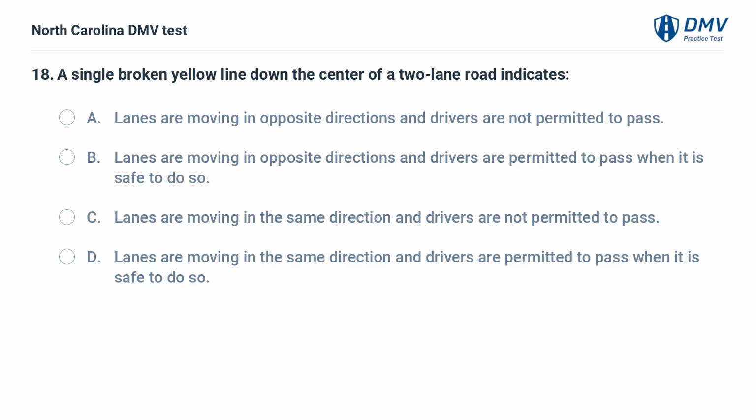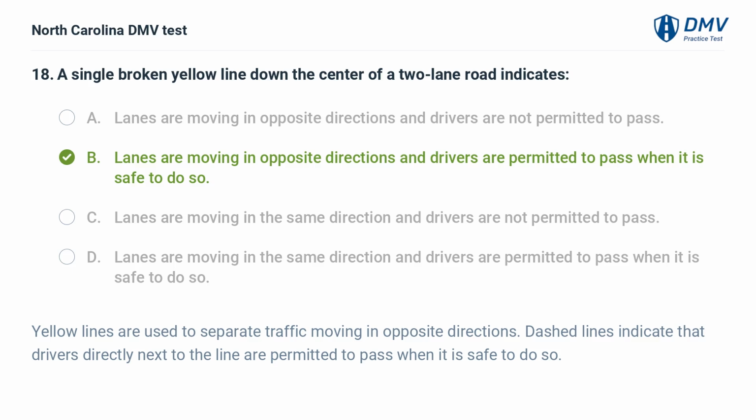A single broken yellow line down the center of a two-lane road indicates A. Lanes are moving in opposite directions and drivers are not permitted to pass. B. Lanes are moving in opposite directions and drivers are permitted to pass when it is safe to do so. C. Lanes are moving in the same direction and drivers are not permitted to pass. D. Lanes are moving in the same direction and drivers are permitted to pass when it is safe to do so.